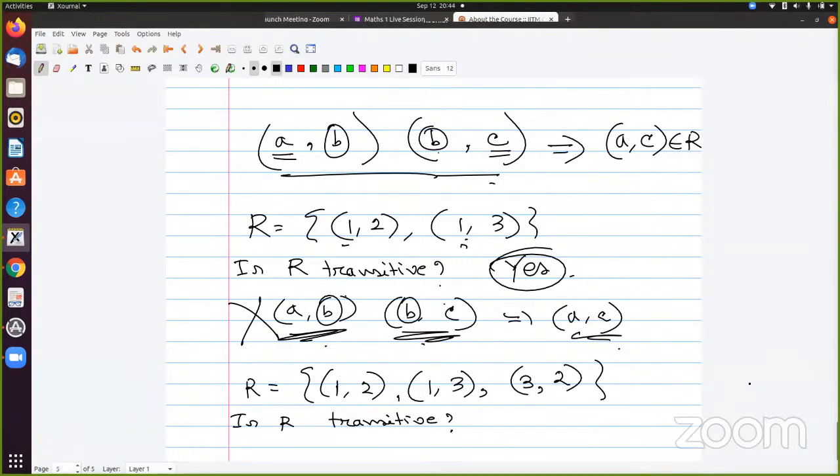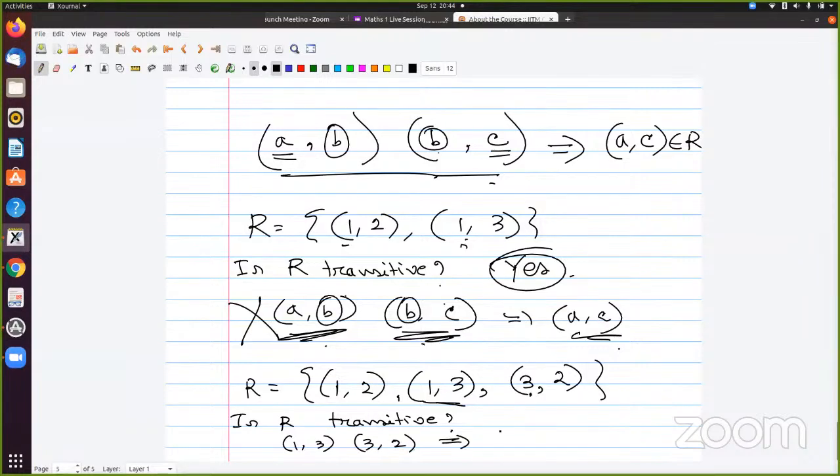For which element are you checking? 1 comma 2. First of all, for 1 comma 2, we don't have any such pair B comma C, because there is no element starting with 2, right? But for 1 comma 3, we have another element, 3 comma 2, starting with 3. So 1 comma 3 and 3 comma 2.